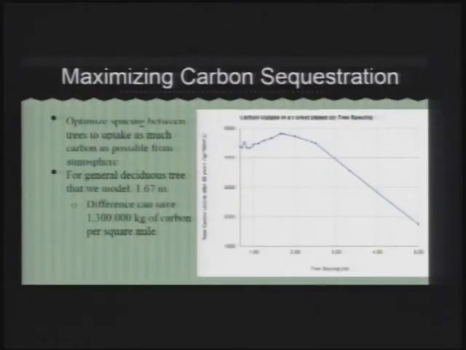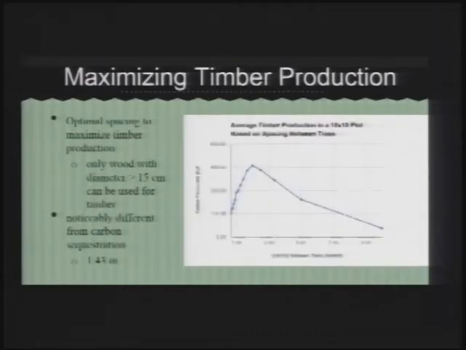So we ran 14 different spacings 10 different times, and we measured the total carbon uptake of the plot after 60 years by measuring the total mass of all the trees after that time. And we found that for our general deciduous tree that we model, that distance is 1.67 meters, which if you look at the graph, it may seem slightly insignificant right now, but if you extend that 10 by 10 meter plot difference to a square mile of plantation, it's 1.3 million kilograms of carbon of a difference.